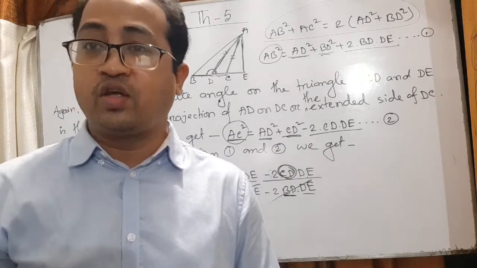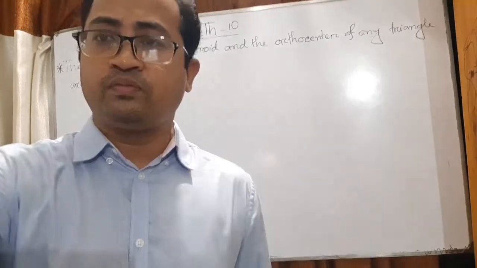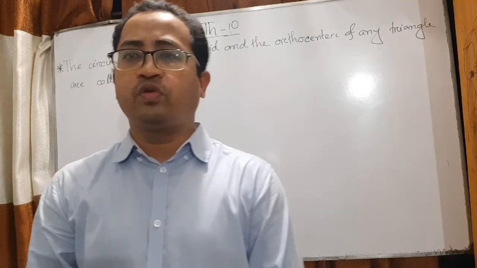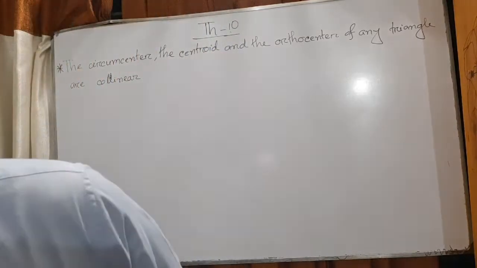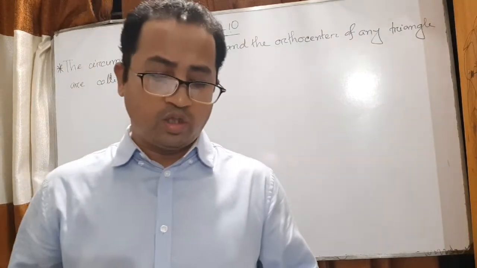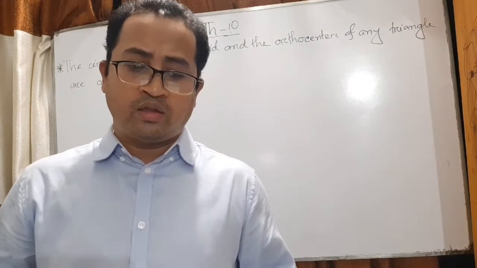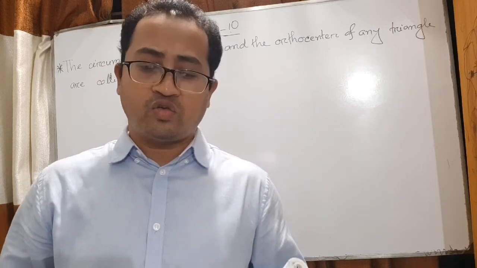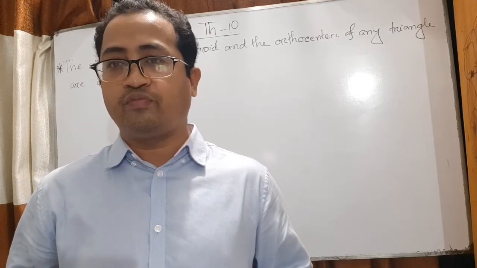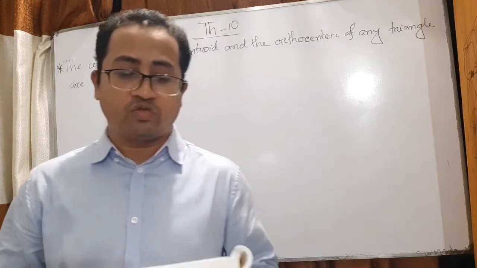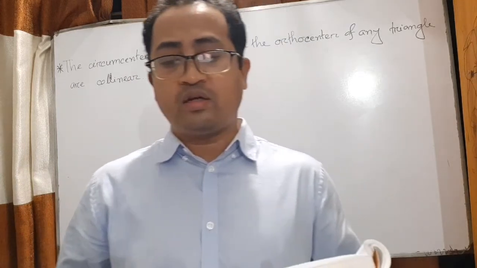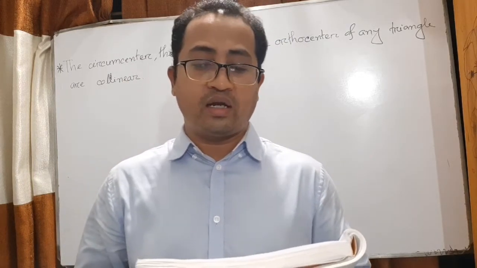Now let's start theorem number 10. Okay, now theorem number 10. At first, all of you read the question. I have written it on the board and you should open your book, page number 81. Theorem 10. The circumcenter, the centroid and the orthocenter of any triangle are collinear. Again, I read the question. The circumcenter, the centroid and the orthocenter of any triangle are collinear.